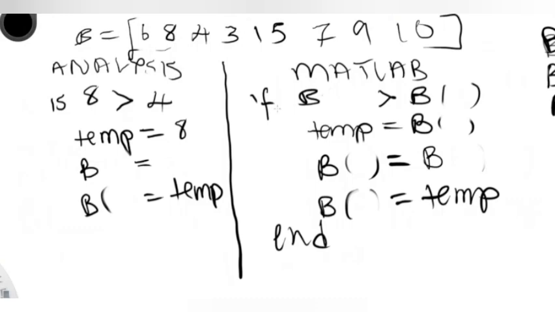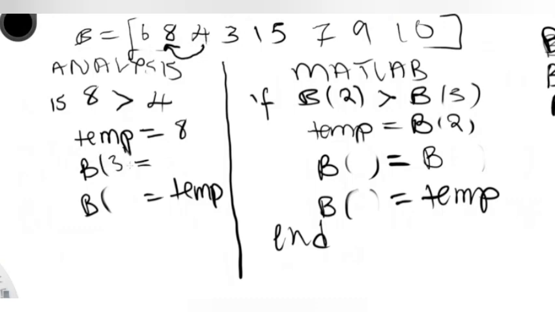So here it will be if B2, 8 is at the second position, is greater than 4, which is at B3. We'll store B2, which is 8, in a temporary variable. So B2 is being stored in a temporary variable. We can see that here 8 is being stored into temp. Then we're going to move this 4, take it here.